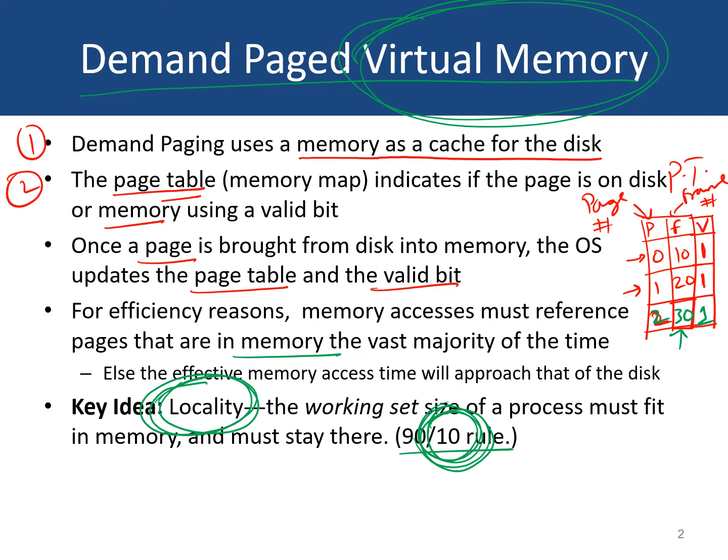Any old pages that the process no longer needs can be swapped out of the main memory and stored back on the hard disk. So this is really the key idea: locality in the execution of our programs makes demand paged virtual memory systems work efficiently.